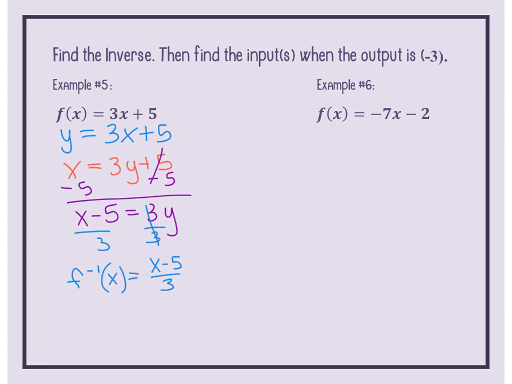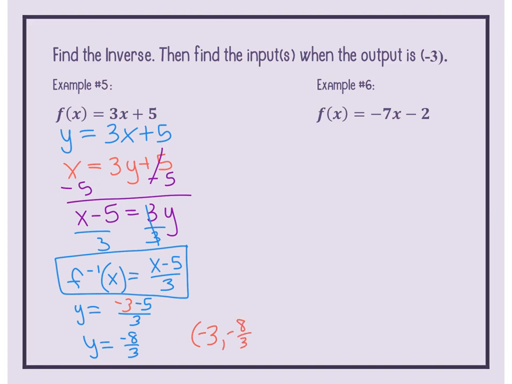So here's my inverse. I'm going to take this equation and I'm going to plug in -3 into my x value. So -3 minus 5 divided by 3, my answer is -8/3. So that is my answer, but I am going to come back and I am going to write it as an ordered pair. When I plugged in -3, I got -8/3.